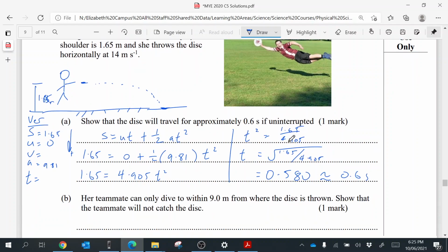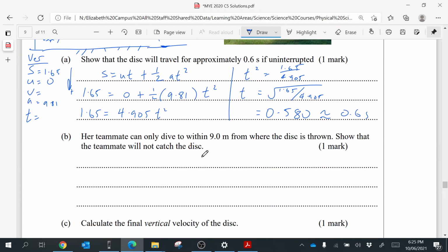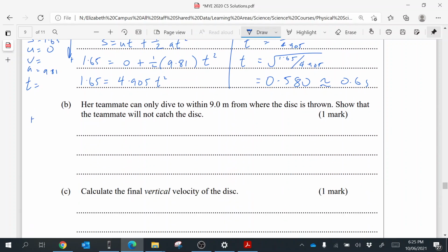Okay, good. Her teammate can only dive to within 9 meters from where the disc is thrown. Show that the teammate will not catch the disc. Okay, so they're trying to dive and catch it. So what we're trying to find out is what this distance is, and that has to be within 9 meters from where they throw. So this can be X, or it can be S. So this time, it's the horizontal values, S, U, V, A, and T. So T is 0.6, like we found before.